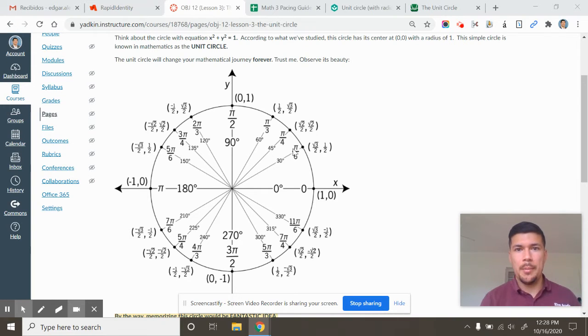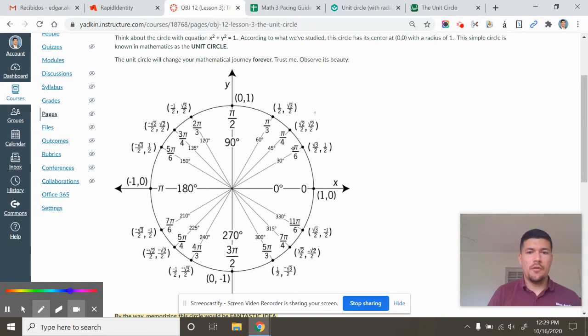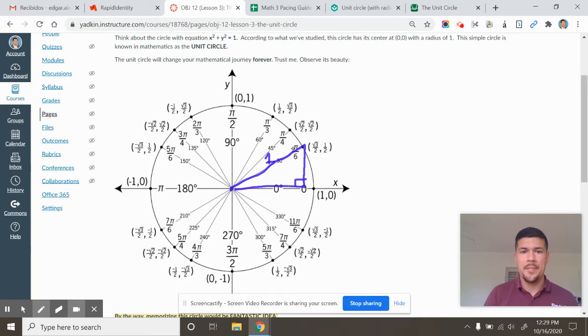I'm just going to briefly talk about some of these coordinates, and then we're going to get to the aha moment, the most important moment of the whole lesson. So first of all, if I think of this first 30-degree angle as a right triangle, well, first of all, it's the unit circle, so its radius is 1. This we're going to call x, and this we're going to call y.